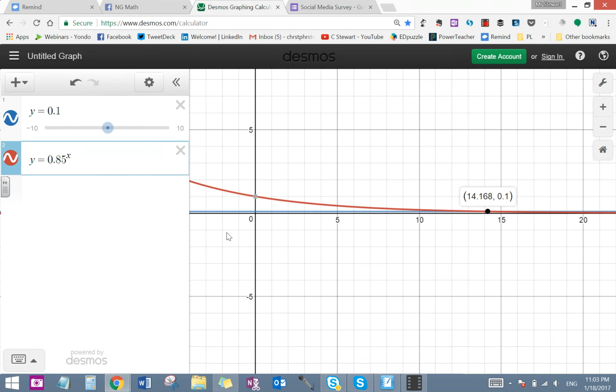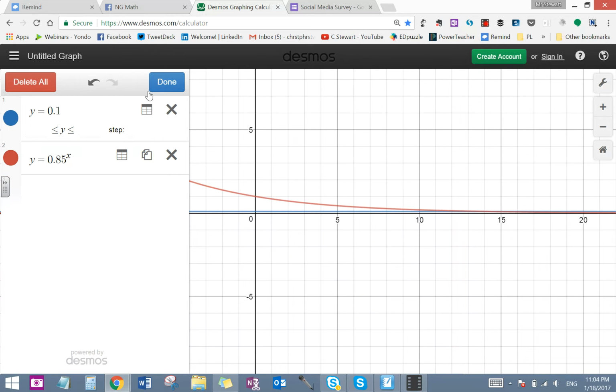You can see I've plotted two functions. So y equals 0.1 was the left-hand side of the equation, and y equals 0.85 to the x, I'm using x now instead of t, was the right-hand side. So the idea is that we trace along the graphs, both red and blue, until we hit a point of intersection, which is 14.168.